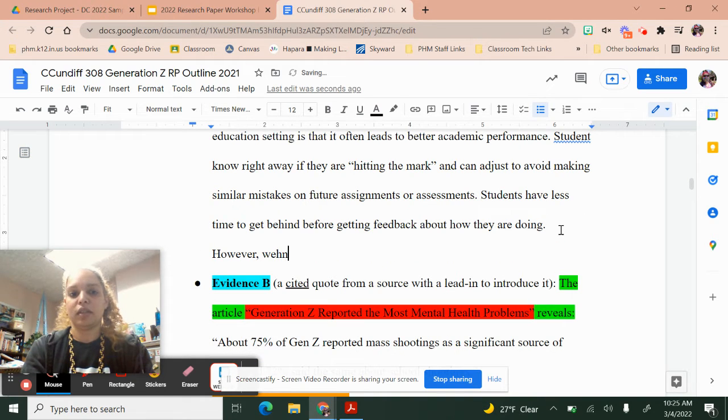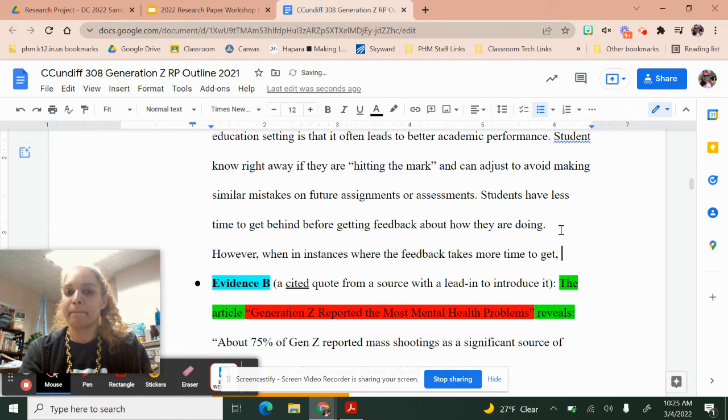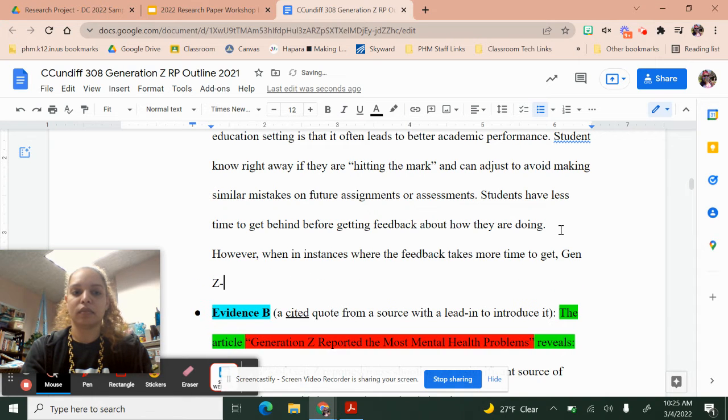However, in instances where the feedback takes more time to get, then Zers often experience anxiety over having to wait and have trouble waiting patiently.